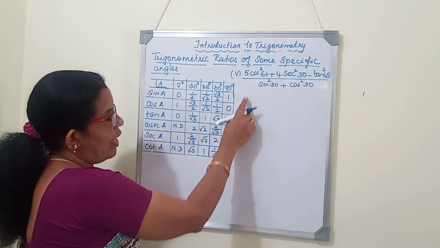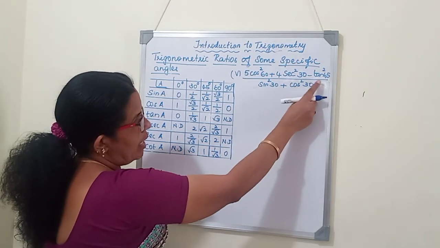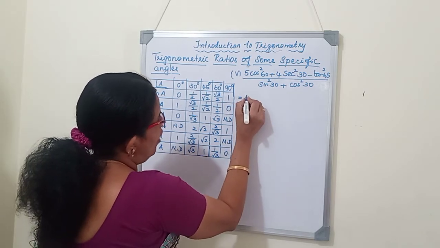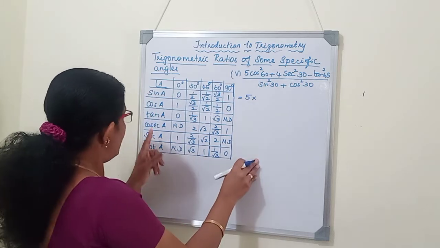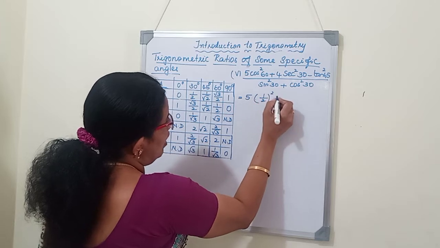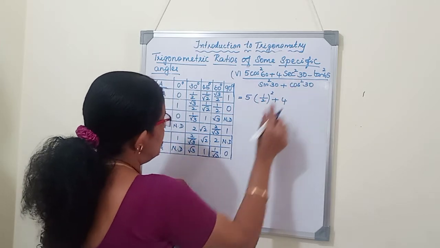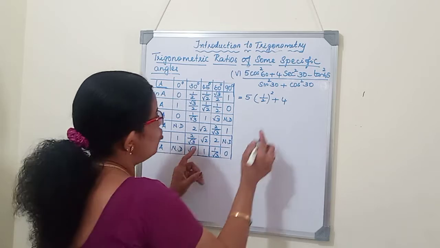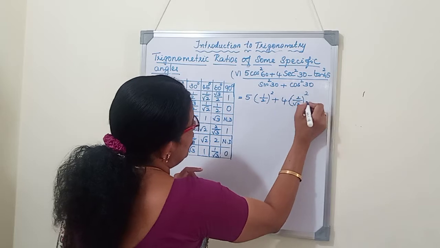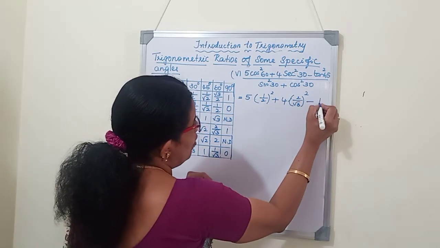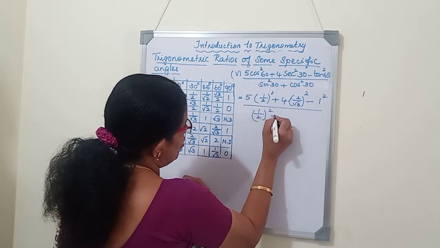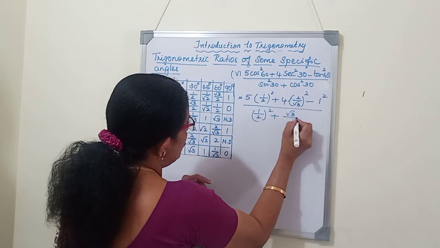Fifth question. 5 cos square 60 plus 4 sec square 30 minus tan square 45 by sin square 30 plus cos square 30. So here 5 into cos 60. Cos 60 is 1 by 2. So cos square 60 is 1 by 2 the whole square, plus 4 into sec square 30. It is 2 by root 3 the whole square, minus tan 45 is 1. So 1 square divided by sin 30 is 1 by 2 the whole square, plus cos 30 is root 3 by 2 the whole square.